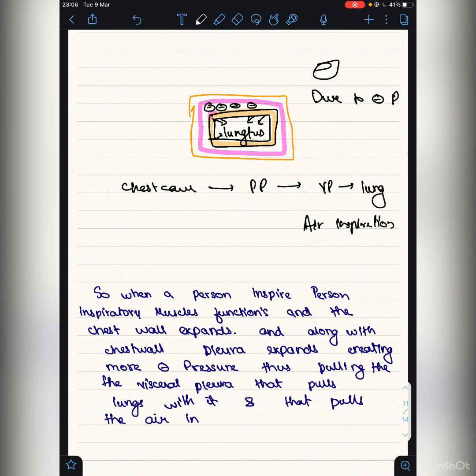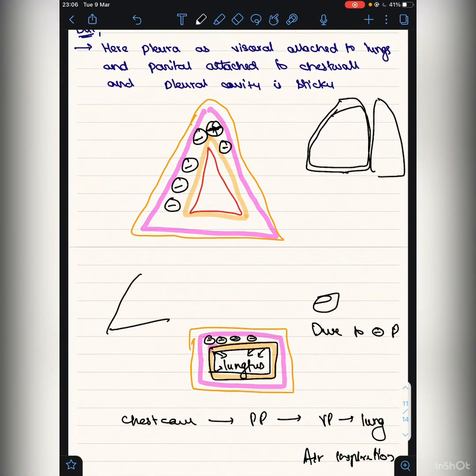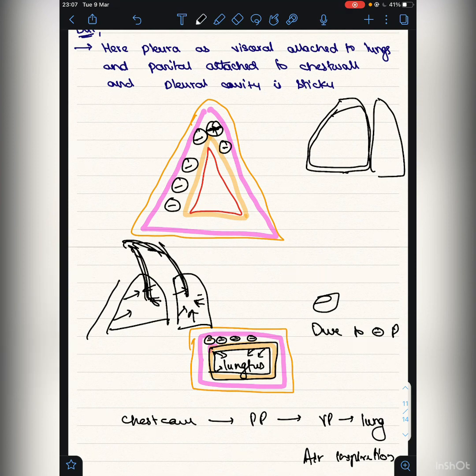Like during expiration, when a person expires, the lungs recoil to their normal position, and due to that, the air is sent out of the lungs. But due to the chest wall, the lungs cannot get so small. They can only get up to a certain physiologic limit. That is why the negative pleural pressure is important.